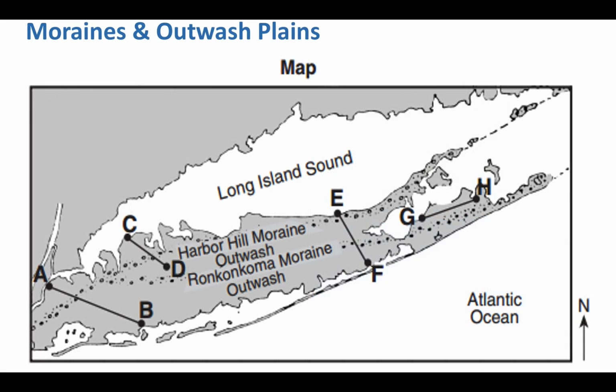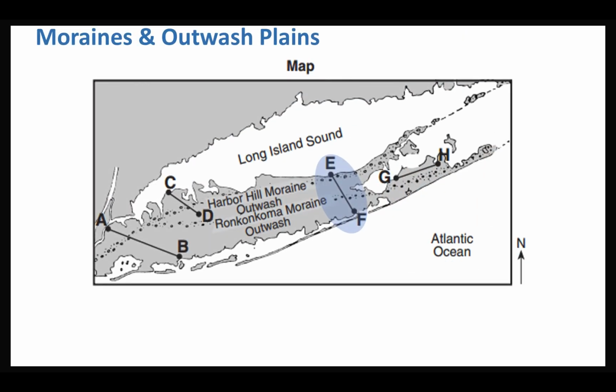So here's an example that I'm going to show you. You might not know this, but all of Long Island was formed by a glacier. We would not exist on Long Island without glaciers and their advancement. And in this image, we're looking at two different moraines and outwash plains. All the way on the north shore of Long Island, you have the Harbor Hill moraine. A little bit south of that, you have the outwash plain. Then you have another moraine called the Ronkonkoma moraine. And just south of that, you have another outwash plain.